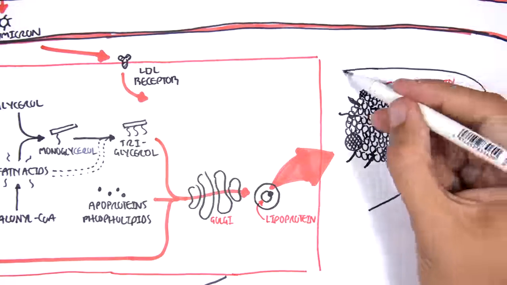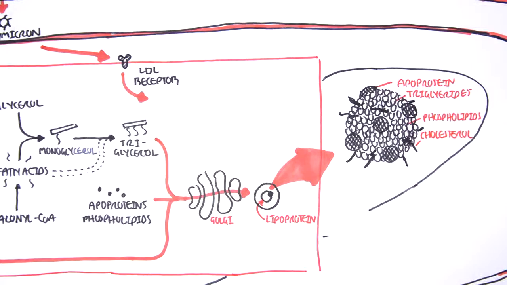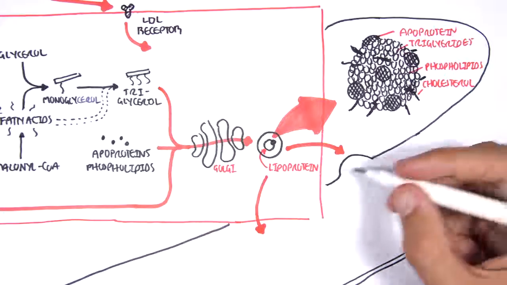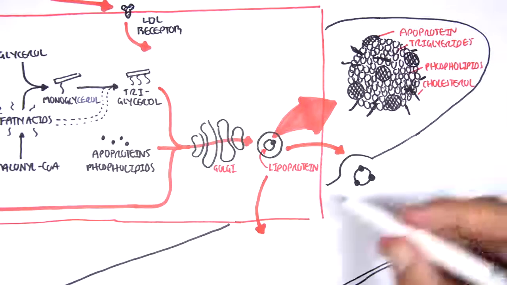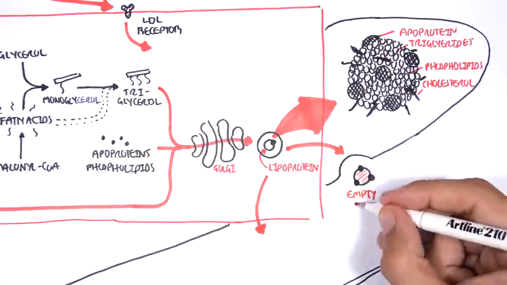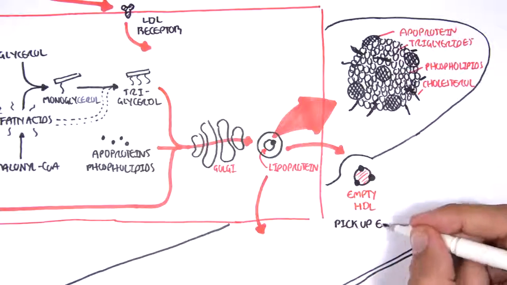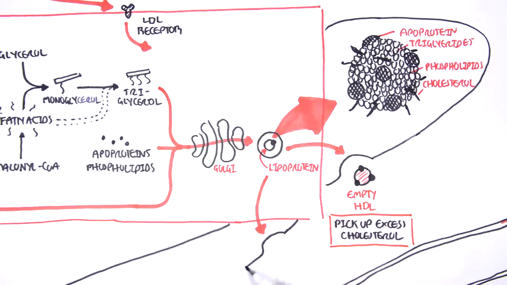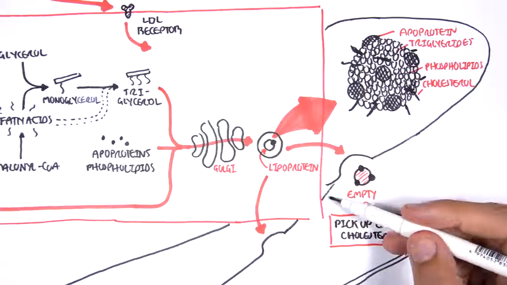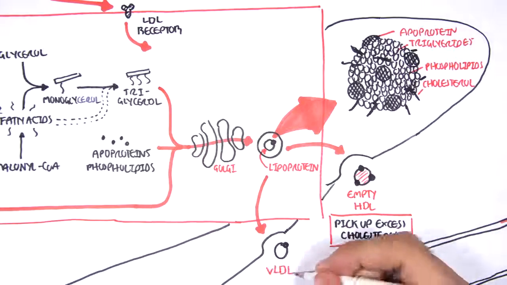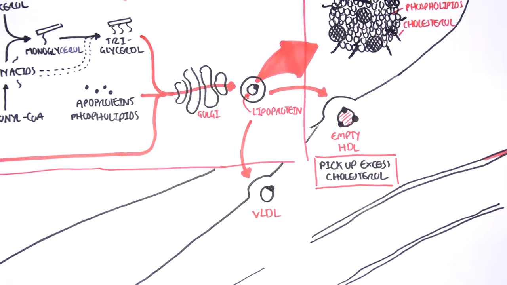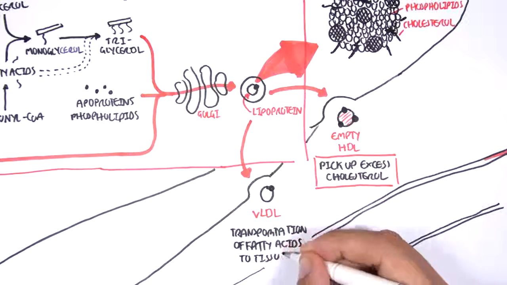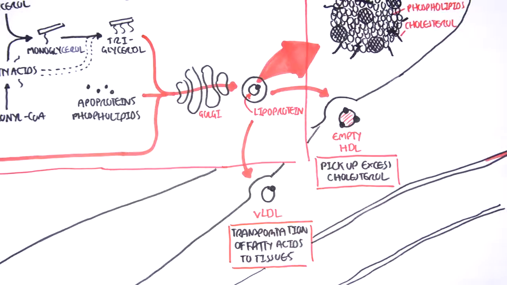The liver cannot actually make all the lipoproteins. They actually make two. They make either the empty HDL, whose main function is picking up excess cholesterol from the body and bringing it back to the liver, or the liver can make VLDL, very low density lipoproteins, whose main function is for the transportation of fatty acids, transportation of the triglycerides to body tissues.